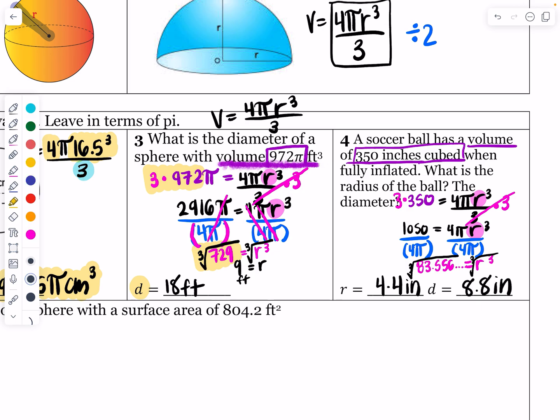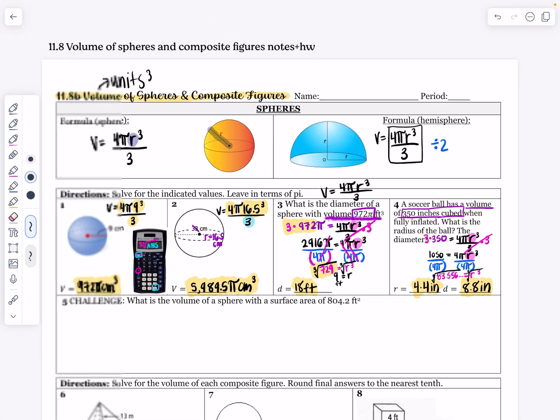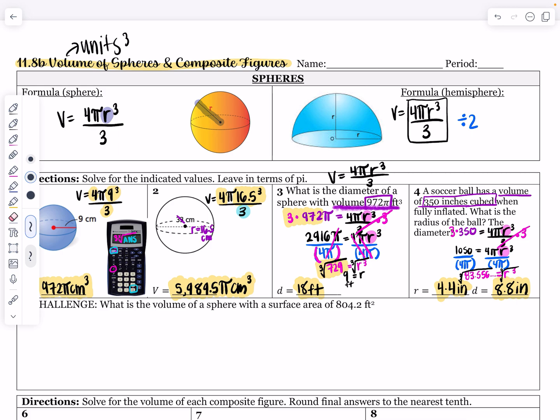So I found this radius, and then I doubled it to find the diameter. That looks really scary, but it is very similar to what we've done before when working with formulas. I do have a challenge question on here for you.